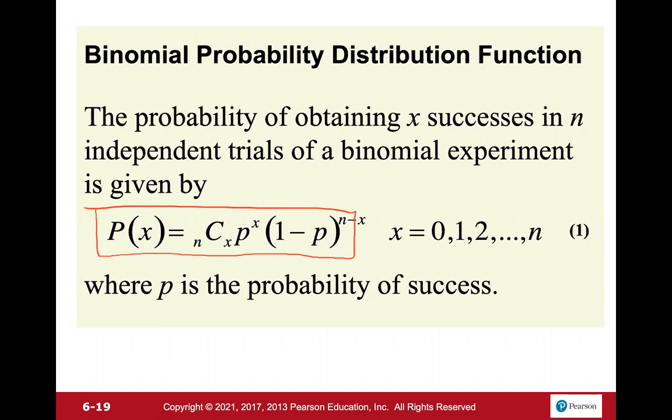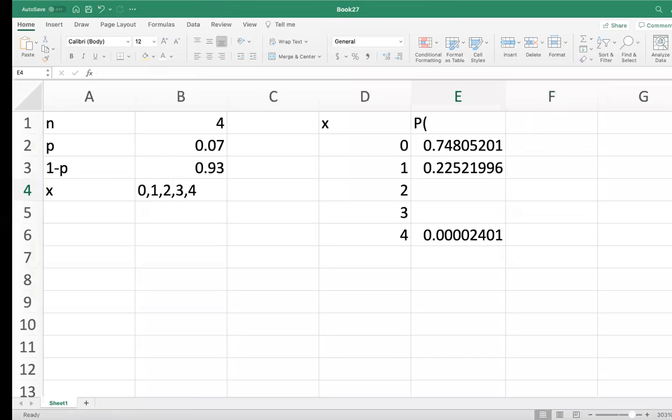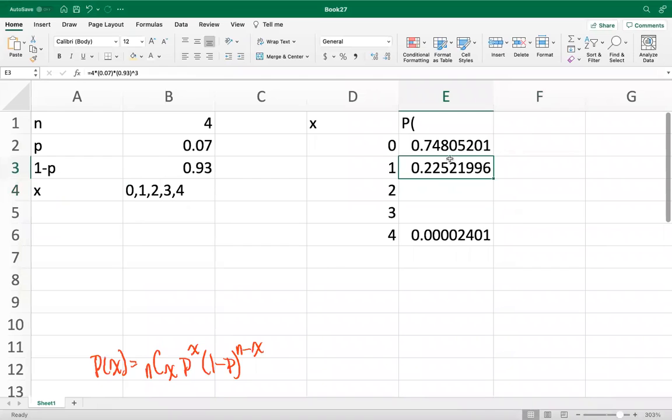So let's write it down so that way we could see what's going on. So probability of X is equal to N choose X. We're raising P to the power of X, 1 minus P to the power of N minus X, which is exactly what we were doing here initially. That's what we did up here.